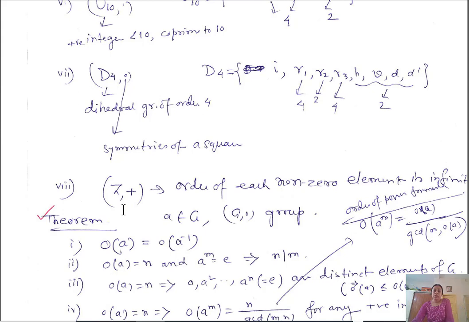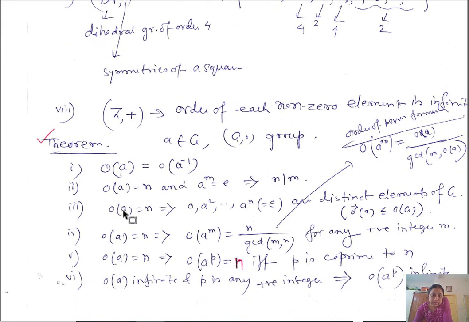Okay. Now, this result is very important in group theory: order of A and order of A inverse are same. In a group G, suppose A is any element of G, then A and A inverse will have the same order. You can prove it very easily.